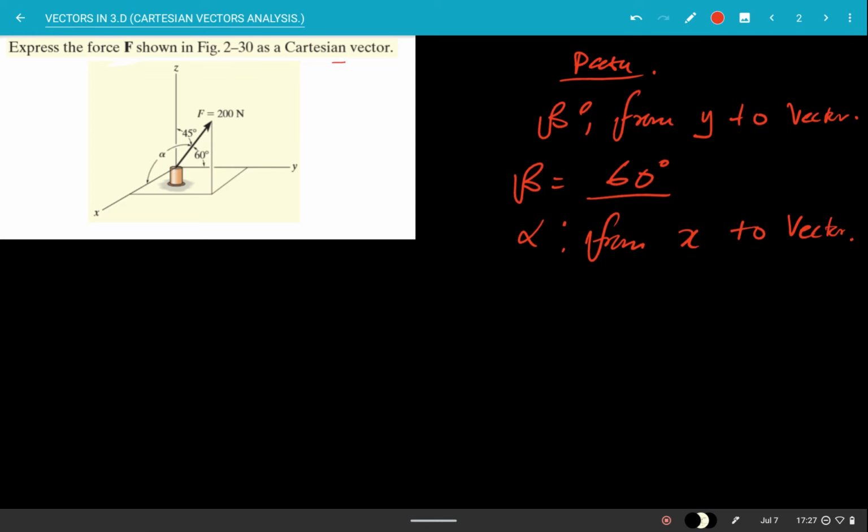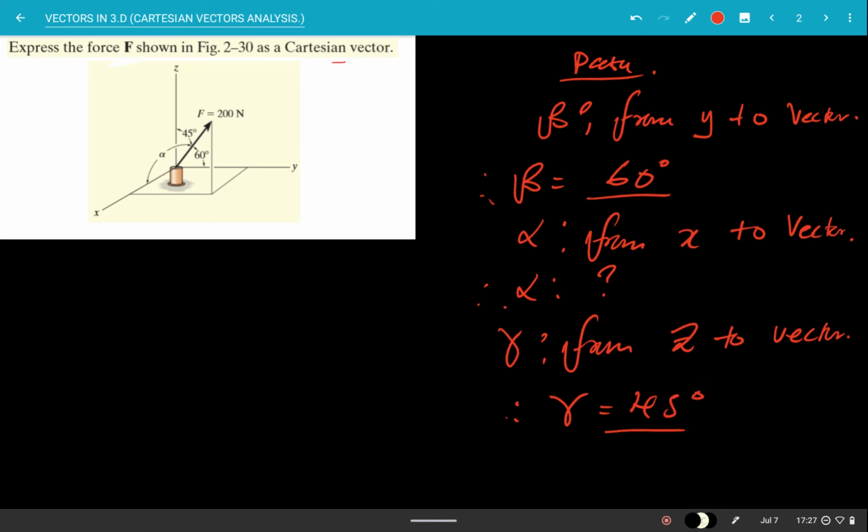So from x to the vector given, my x-axis is here, and alpha is not given. So we don't know what alpha is. Let us look at gamma. Now gamma will span from the z to the vector given. Therefore, we could say, like we have done for these, that gamma will be from z to that, we have 45. So we're having 45 degrees to represent gamma.